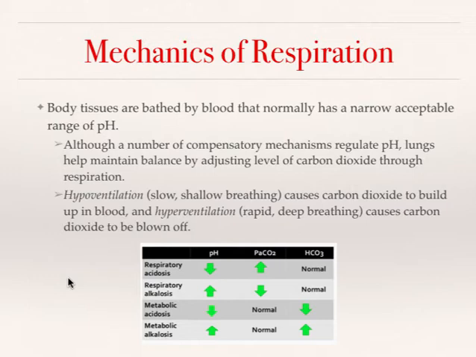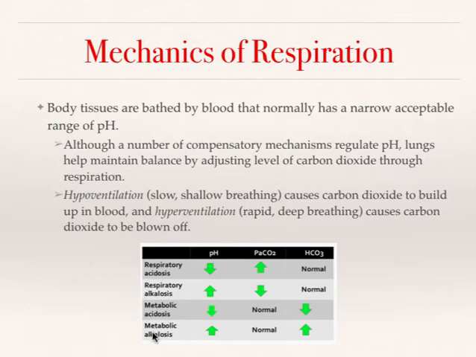Hyperventilation, usually with this, you're going to have rapid, deep breathing. Hyper means up or rapid or increase. And when you're having hyperventilation, this is going to cause CO2 to be blown off, essentially. So they're complete opposites. With hypoventilation, CO2 is going to build up. Hyperventilation is going to blow it off. You don't have to know all this. I just put that up there as an example of acidosis that can occur.